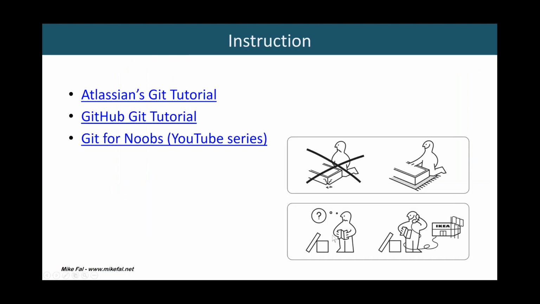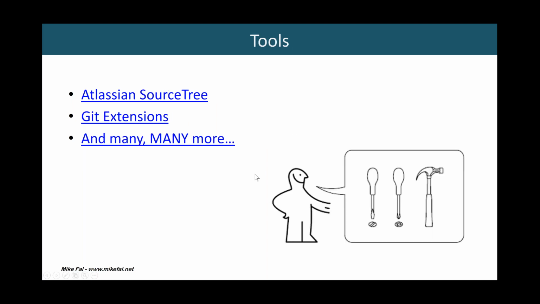So first off, as far as instruction, here's a couple links that I highly recommend to people. First off, Atlassian has its own Git tutorial. Atlassian's a great company with a lot of good process flow management products, and they have a good Git tutorial. GitHub has their own Git tutorial that I recommend. And then there's this great little YouTube series that I found called Git for News. You'll be able to get all these links from the slide deck.